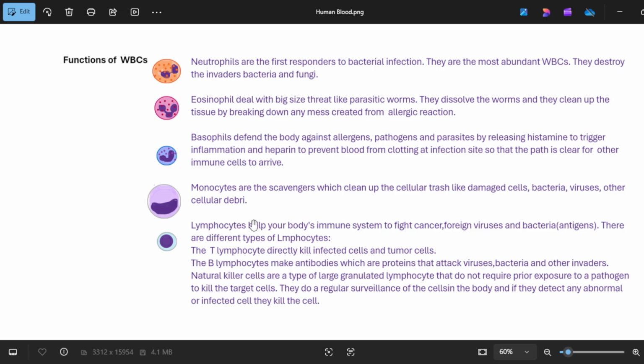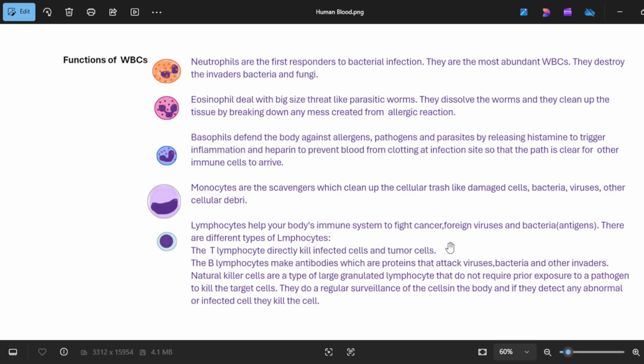Next is a lymphocyte. What does lymphocyte do? These are special forces in our white blood cells. Okay, specialists. We have some special forces, right? Similarly, like in the army we have special forces. Here also we have special forces. They do fighting against cancer, foreign viruses, and bacteria.